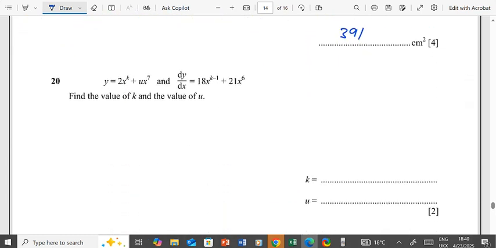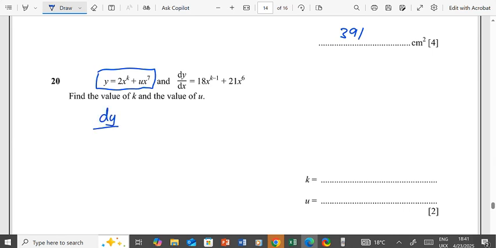On number 20, we are told that y is equal to 2x to the power k plus ux to the power 7, and dy/dx is 18x to the power k minus 1 plus 21x to the power 6. Find the value of k and the value of u. The first thing we need to do is differentiate this one, keeping in mind that k and u are constants, just like 2 or just like 3.